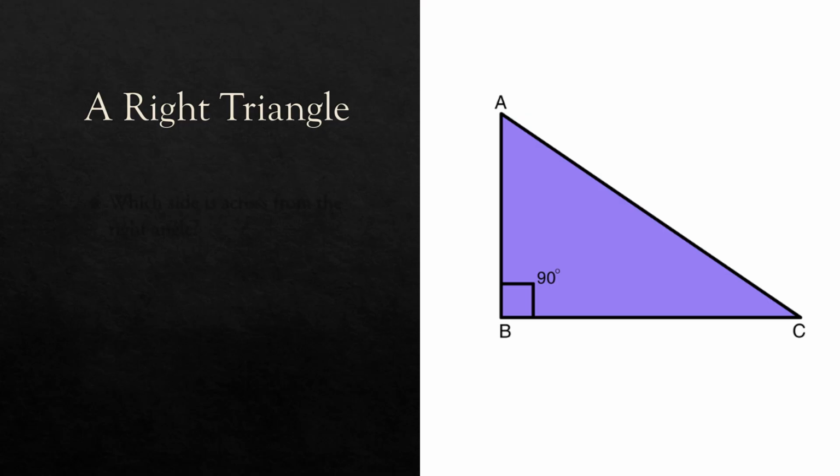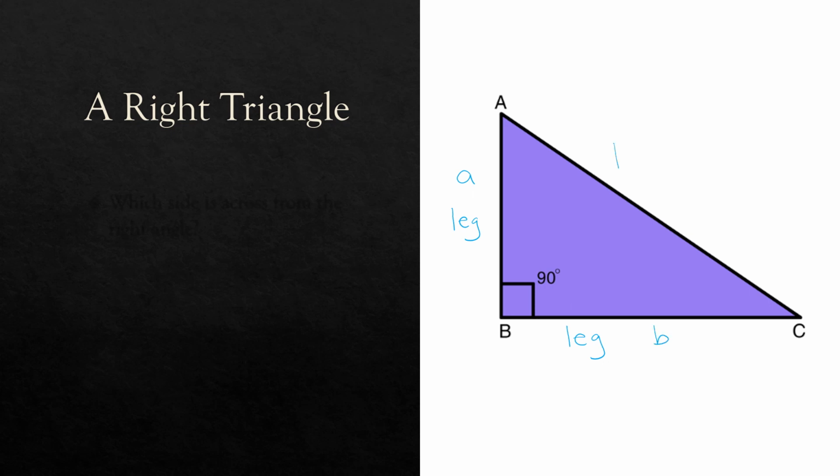Here is a right triangle. We label the legs as the edges of the triangle that come off of the 90-degree angle. So there are two legs to a right triangle. We often label the legs with a small a and a small b.